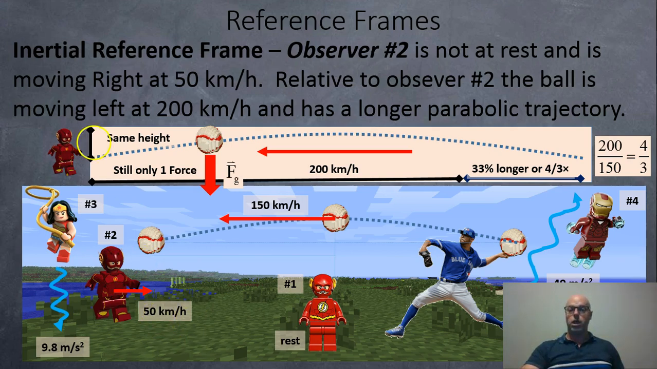So now it's going to have the same height as before, but it's going to look 33% longer, or 4/3 of the previous distance. Why? Because 200 over 150 is 4/3, so it's going to appear to be moving faster. So it's going to cover a different amount of distance in the parabola. But still, there's only one force acting on it. It's the force of gravity.